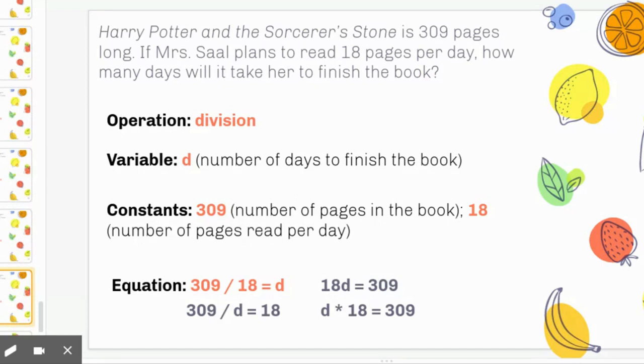But again, we don't worry as much about solving for the variable in these equations. We're just focusing on writing the equations with the variable. So either of the division equations I feel are the best answers, but the multiplication equations aren't incorrect.